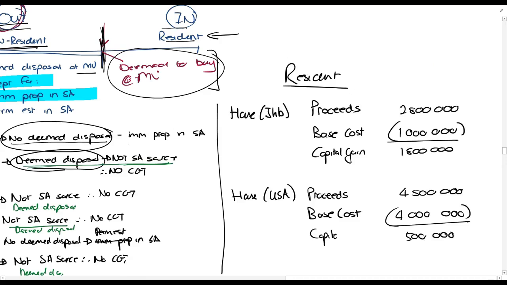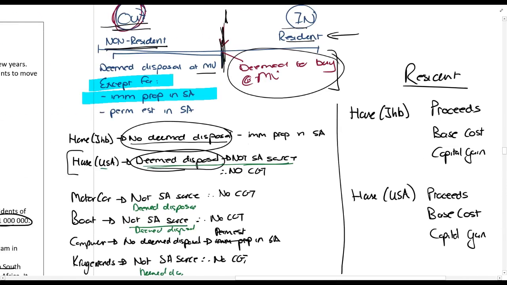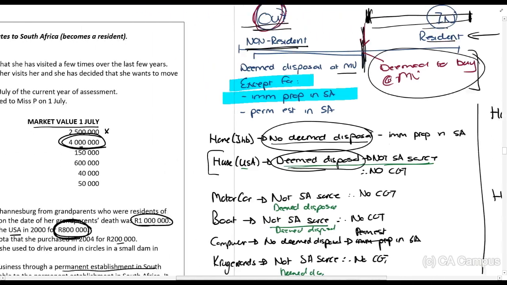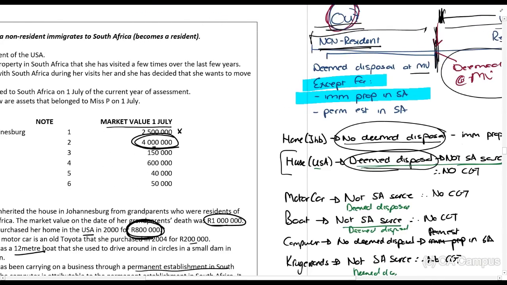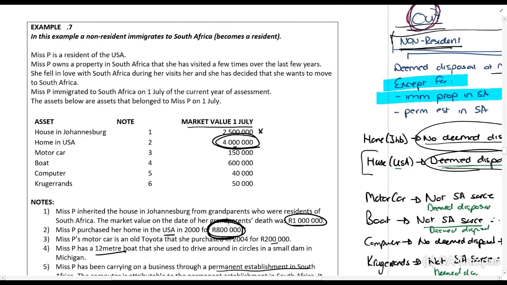Now again, my question is, how long did she use this as a primary resident once she became a resident? She became a resident here. Remember, this is when it entered the CGT net. So that's the only time we can tax it. She did not use it at all as a primary residence. She used it as a primary residence when she was a non-resident, and we're not taxing that period, so she doesn't get any primary residence exclusion for it.